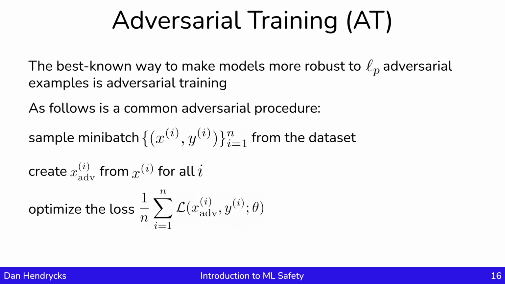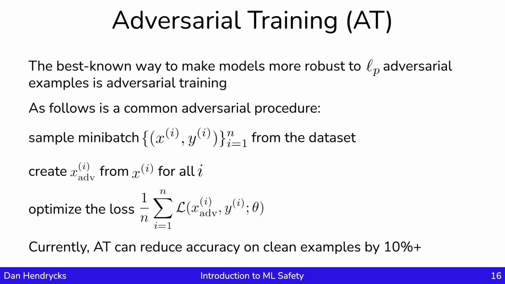Then, with the adversarial examples, you optimize the loss. You train the network to correctly classify the adversarial examples. That's basically it. Adversarial training can improve robustness to those sorts of adversarial examples, but it comes at the cost of reducing the clean accuracy by a substantial amount. And it doesn't completely defend against those sorts of adversarial examples either.